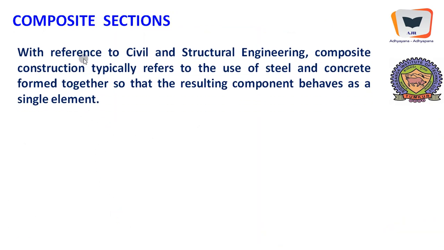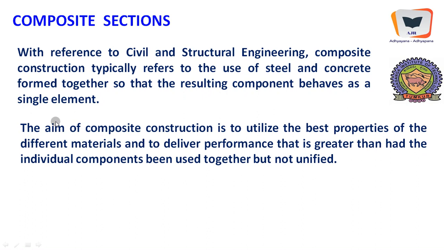Composite sections. With reference to civil and structural engineering, composite construction typically refers to the use of steel and concrete formed together so that the resulting component behaves as a single element. And this is applicable even for mechanical engineers, let us say industrial and production engineering, as well as aeronautical engineering. Composite materials have made a key role in the sustainability of the components. The aim of composite construction is to utilize the best properties. This is a very important, this is a key point.